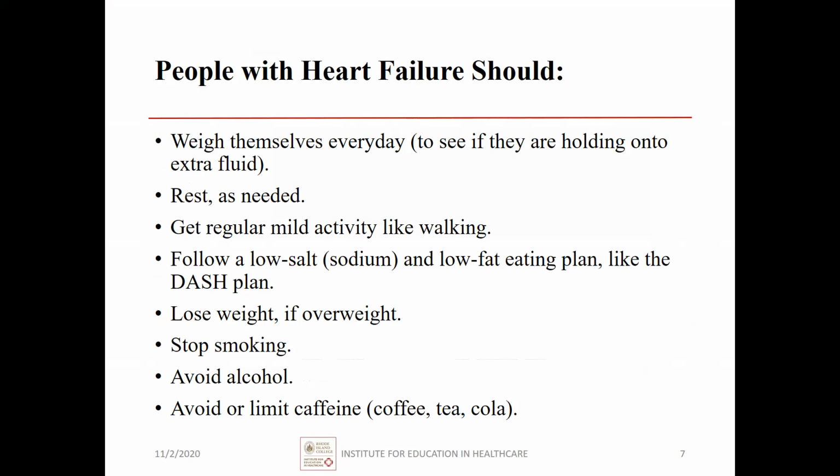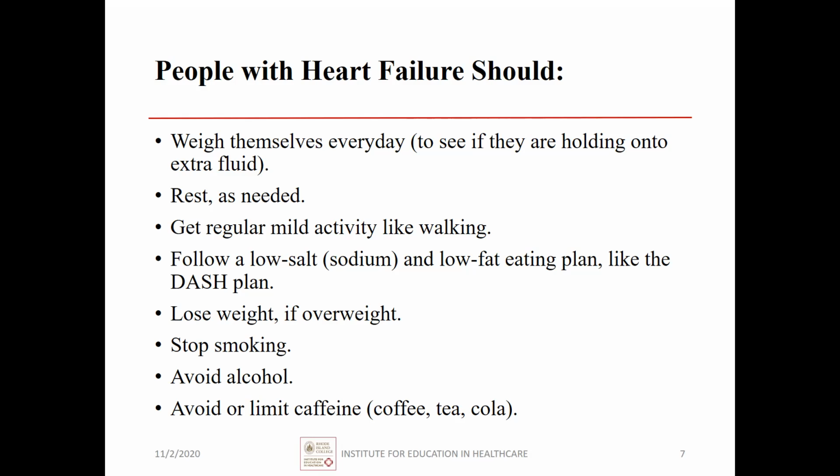Also, people need to weigh themselves every day to see if they are holding on to extra fluid in their bodies. There are medicines that can treat mild or moderate heart failure, but in severe cases, surgery might be needed or even a heart transplant.